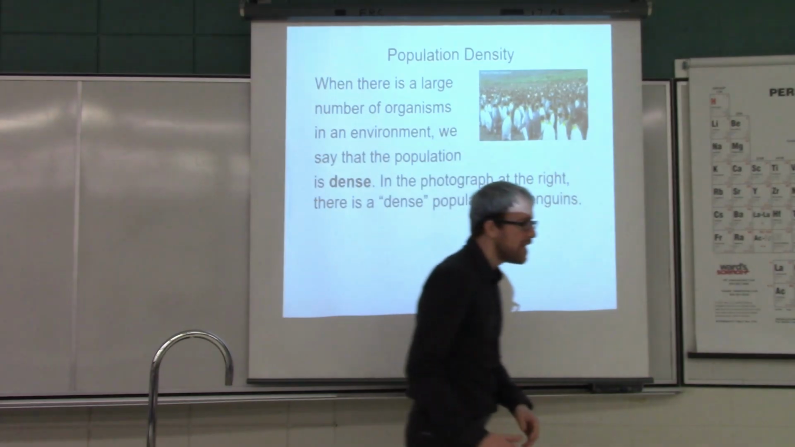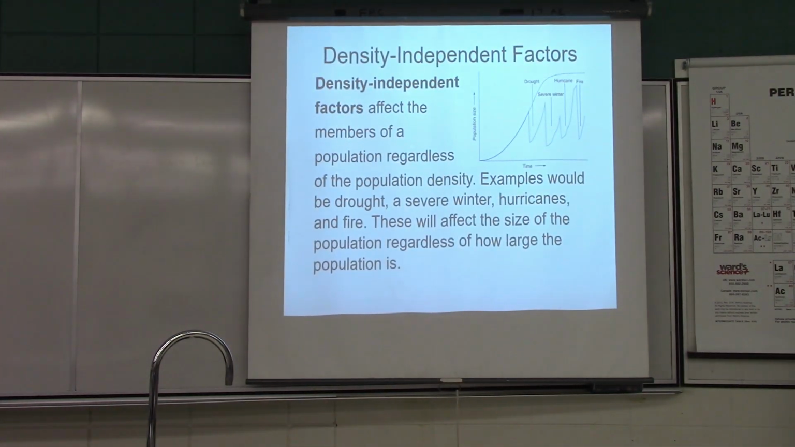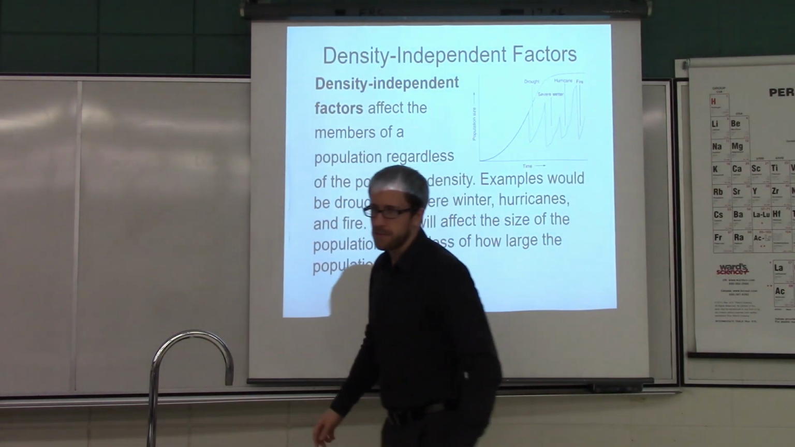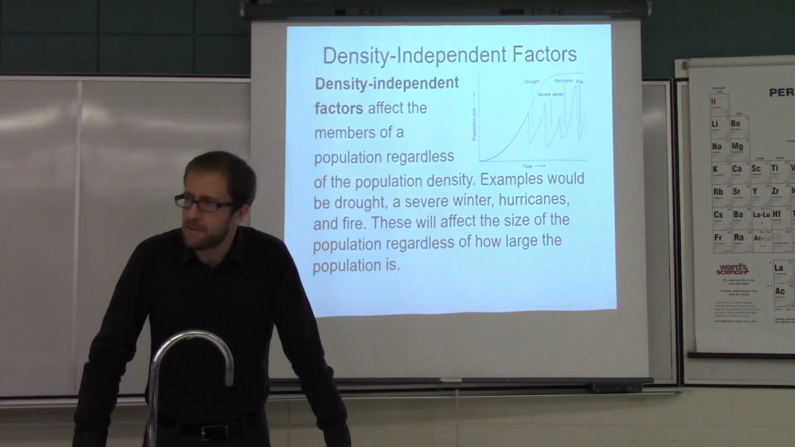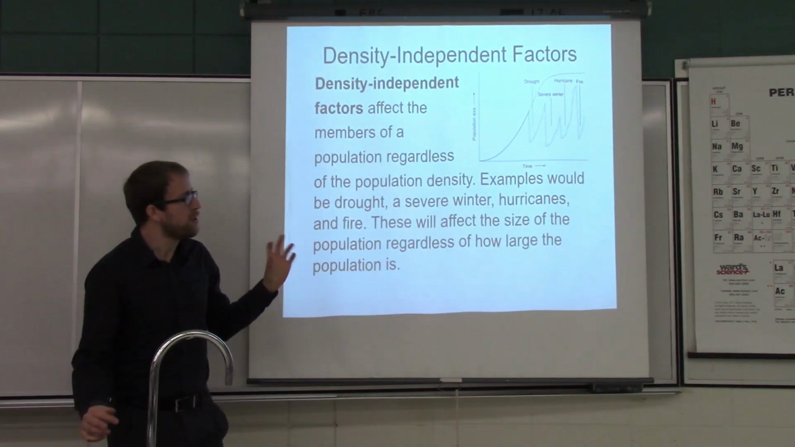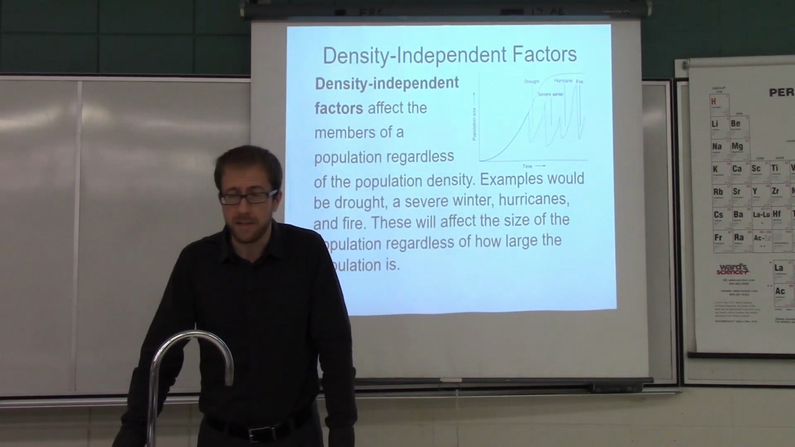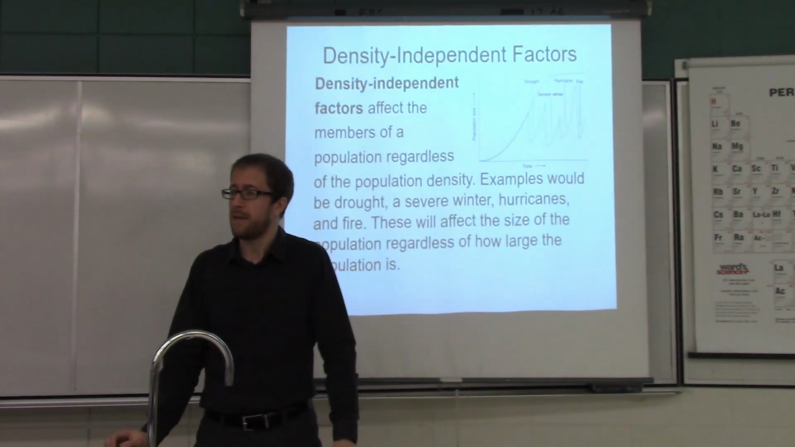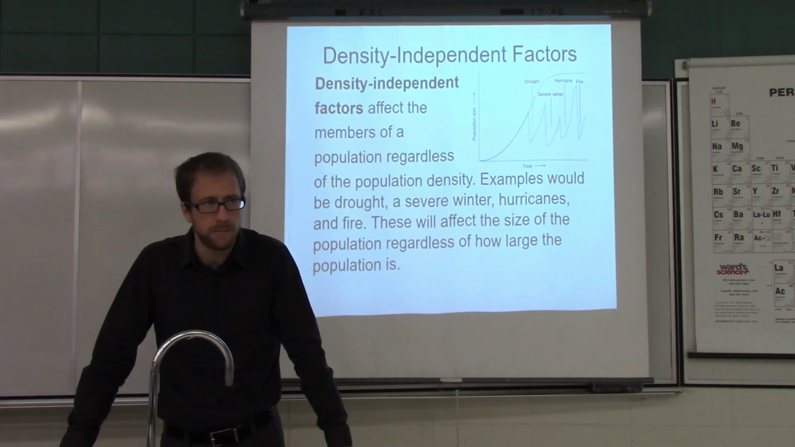We call those things density-independent factors. So density-independent factors are going to be effectively natural disasters. Droughts, storms, tornadoes, hurricanes, forest fires, volcanoes, right? Those are going to be things that cause decreases in population regardless of how dense that population is. They're going to affect that population regardless of how dense that population is.